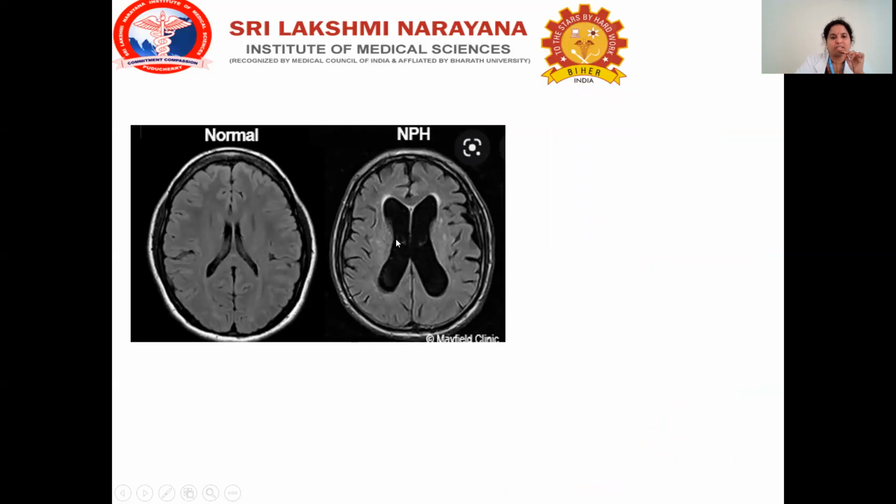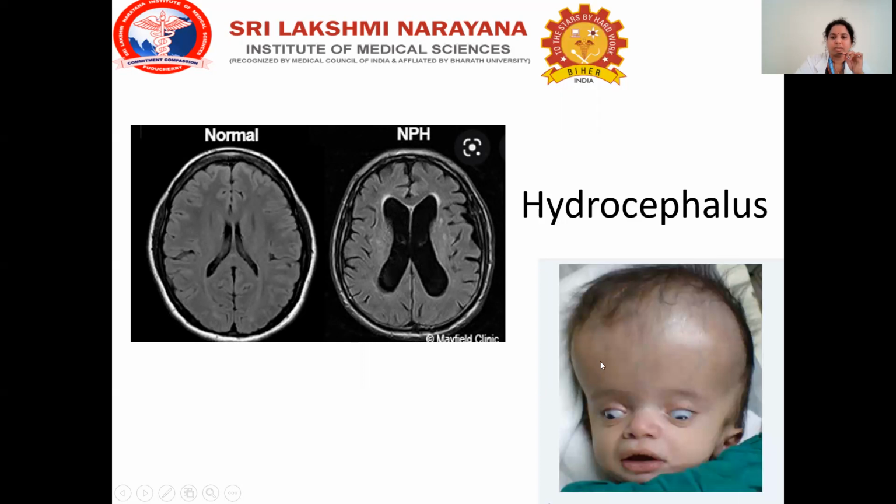Here, the applied aspect: what is observed here is a normal lateral ventricle cavity seen on MRI. Here the lateral ventricle cavity is dilated. This condition is called hydrocephalus. Hydro, accumulation of fluid, that is cerebrospinal fluid, within the cephalus, within the cerebrum. So here is the image of a baby suffering from hydrocephalus. Hydrocephalus occurs either due to increased secretion of CSF, decreased absorption of CSF, or obstruction in the intercommunicating channels.